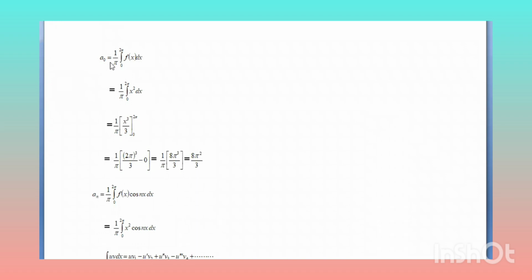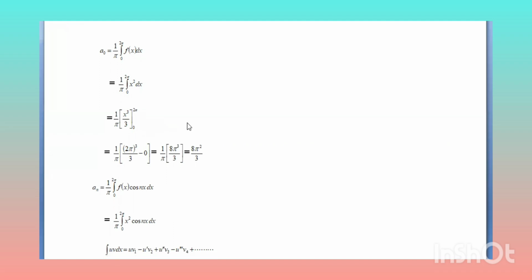A naught is equal to 1 divided by pi integral over the limit 0 to 2 pi f of x dx. What is f of x? That is given in the problem, x square. So 1 divided by pi integral over the limit 0 to 2 pi x square dx is equal to 1 divided by pi times the integral of x square, which is x cube by 3. That I explained in the previous video. The limit is 0 to 2 pi. First you have to apply the upper limit minus the lower limit.